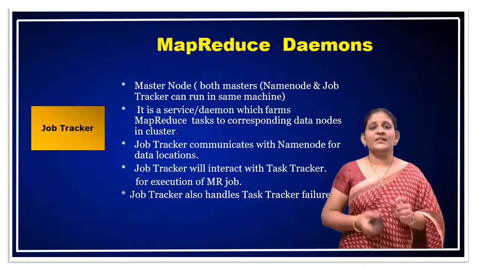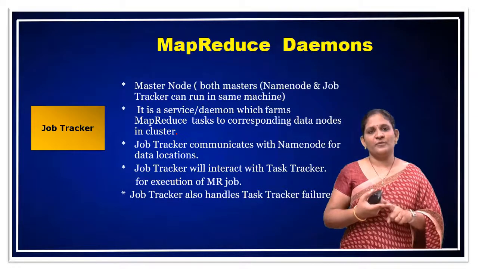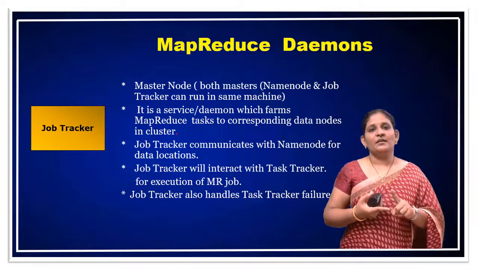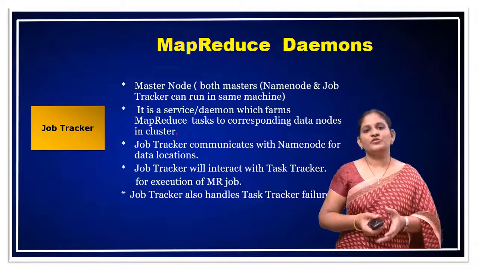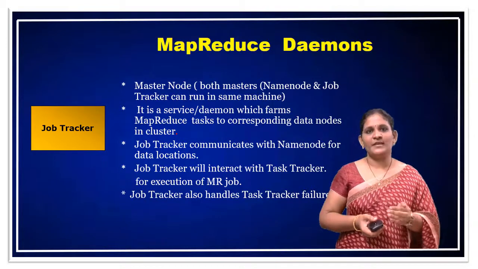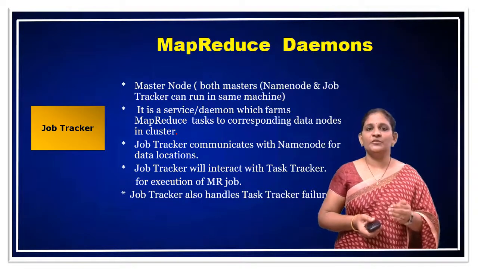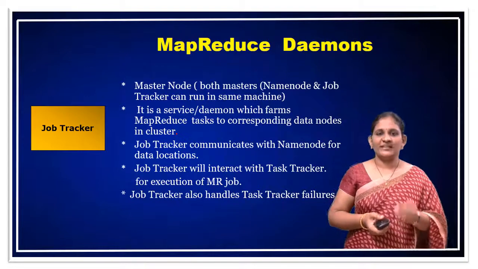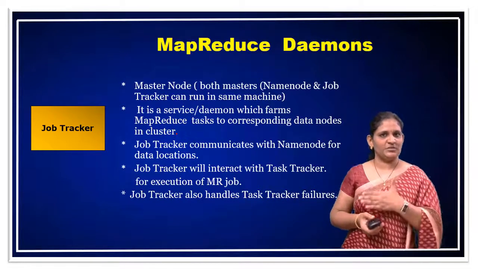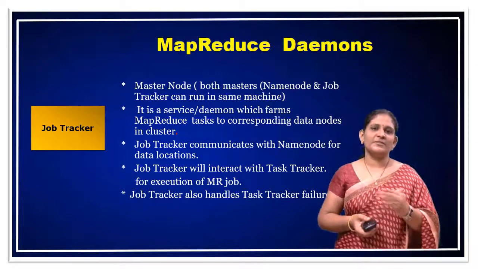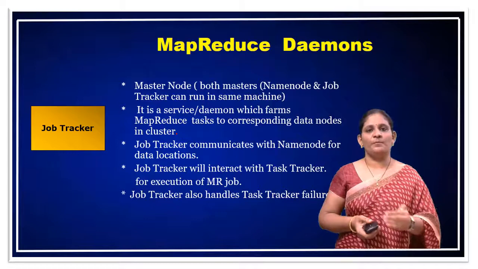Okay, students? The main role of the job tracker is to track the MapReduce job, whether the particular MapReduce job is executing or not. For that, it will get some information from the NameNode. It will pass that information to the task tracker. Along with that information, it also sends the MapReduce job. Task tracker will execute that job.